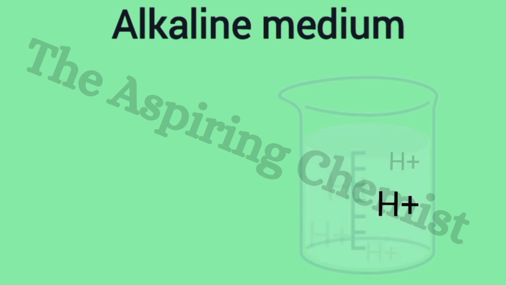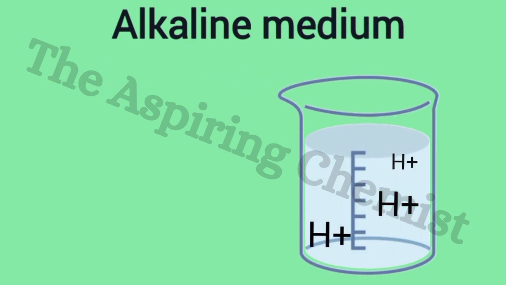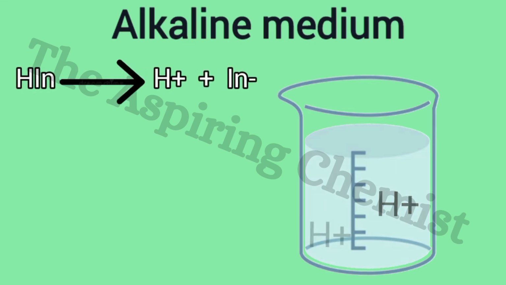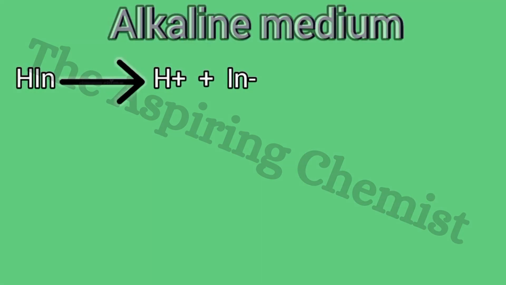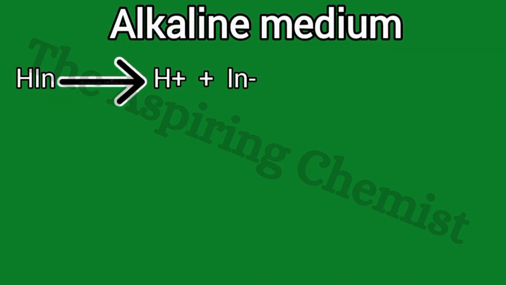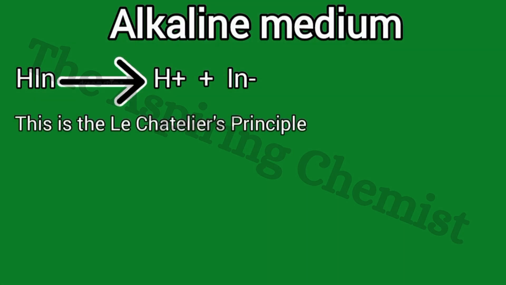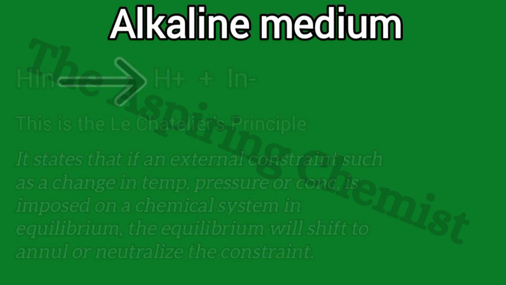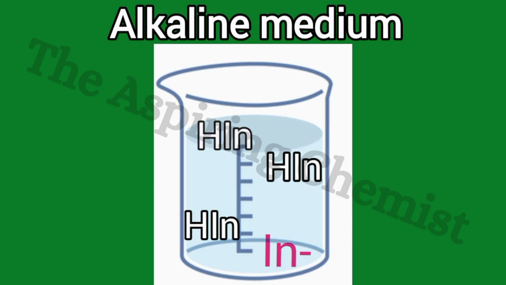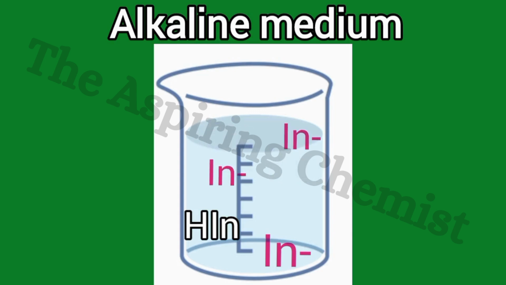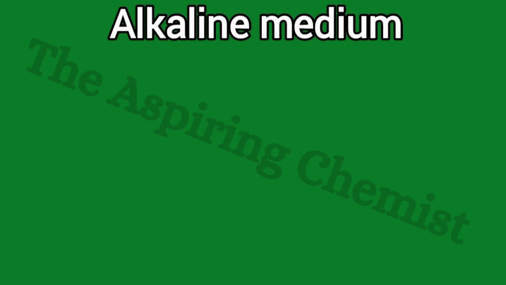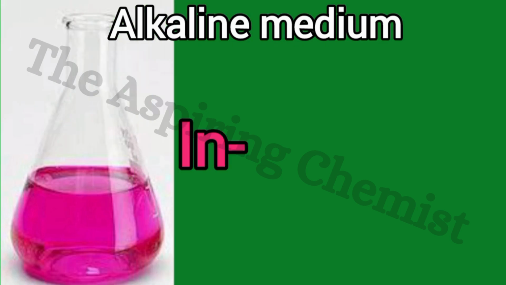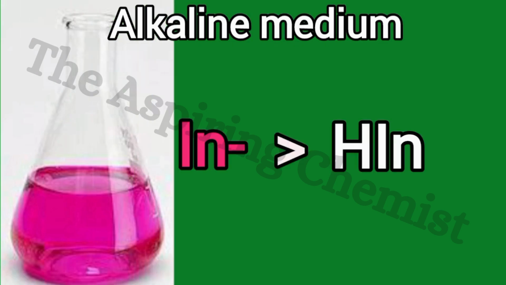Because of this removal of hydrogen ions in the solution, the indicator molecule is forced to give out more hydrogen ions to compensate for the loss of the hydrogen ions. Now this is in correspondence with Le Chatelier's principle. As a result, the amount of indicator molecules present in the solution is lesser than the amount of indicator ions that are present in that same solution. Therefore, in an alkaline medium, the indicator appears to be magenta because the indicator ion dominates the solution.